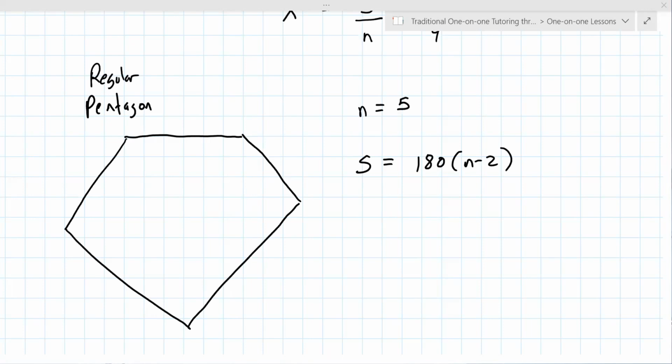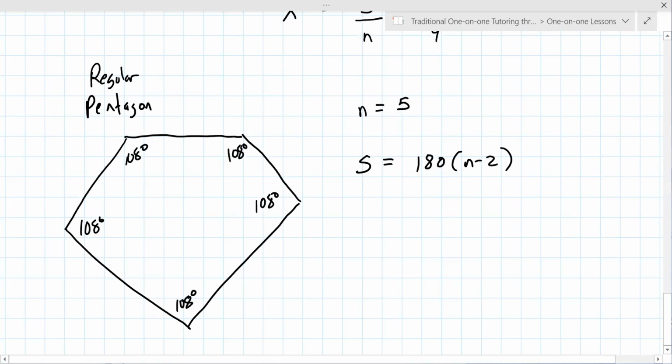108. Okay, you went way past where I wanted you to go, but that's fantastic. Yes, it's 108 degrees for each angle. Well, I've got the worst sinus headache you can imagine.